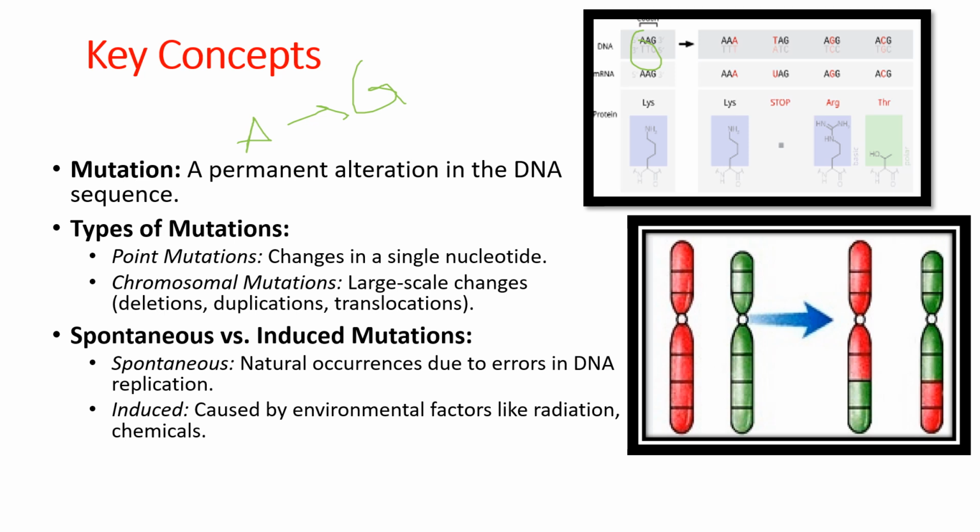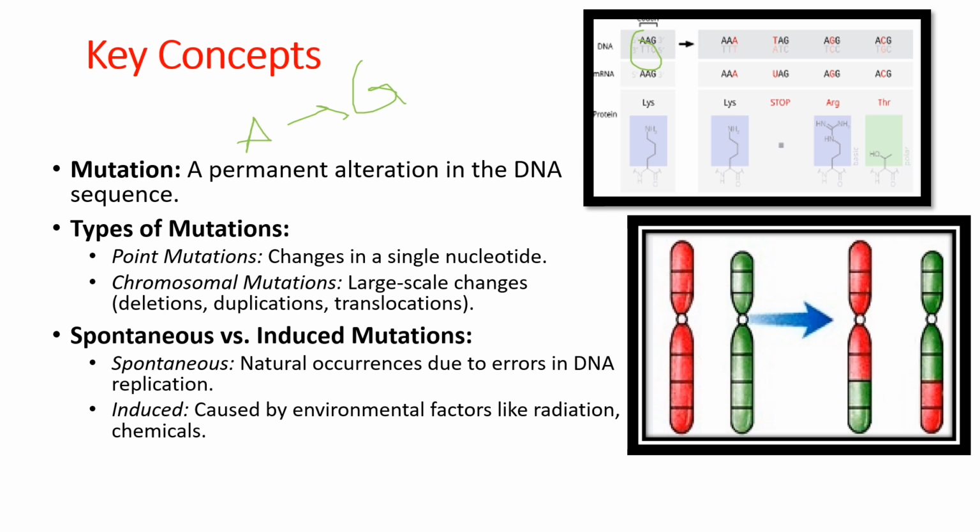Now there are some other types of mutation. One of them is spontaneous mutation. That means these are basically natural errors that happen during DNA replication.